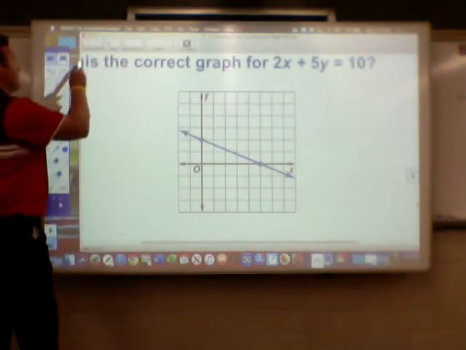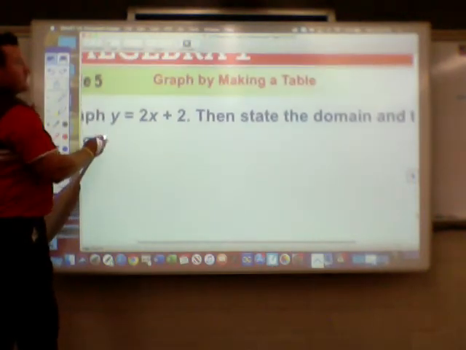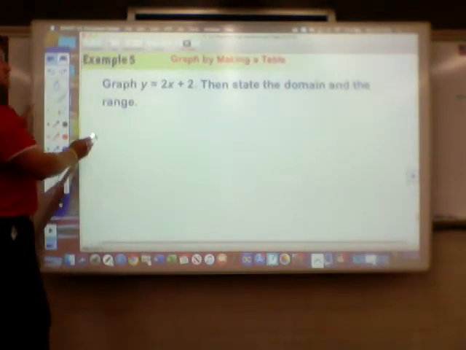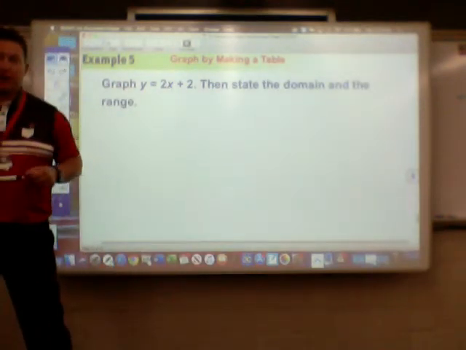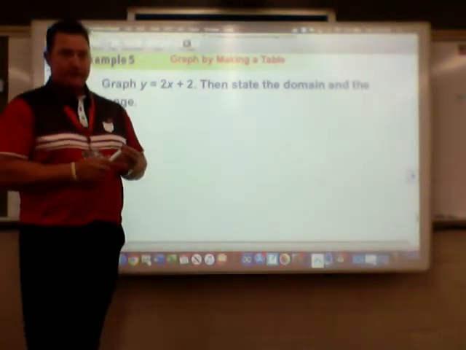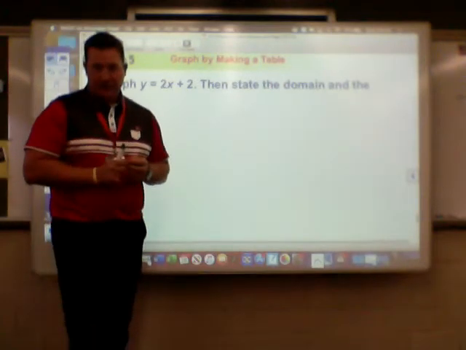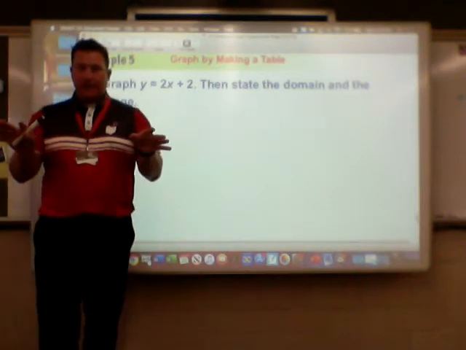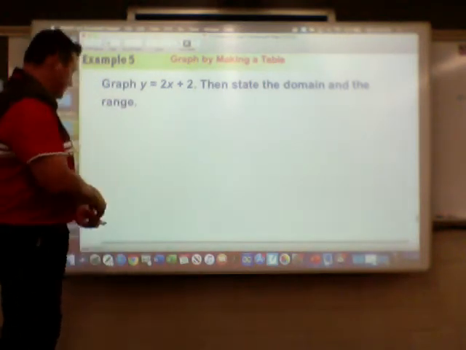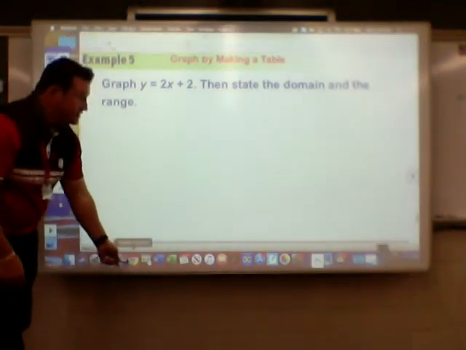All right. Oh boy, a little too big there. All right, this one says graph this, then state the domain and range. Due to time constraints, we're going to fast forward. And look, like magic, guys, I have graphed this.